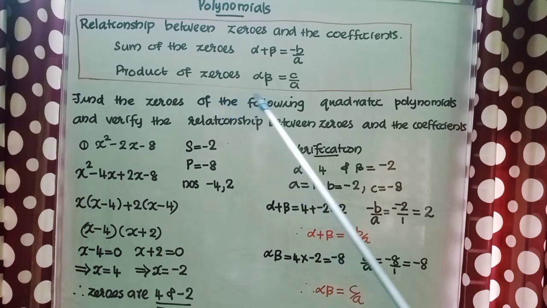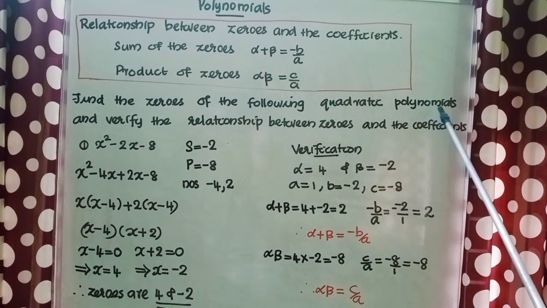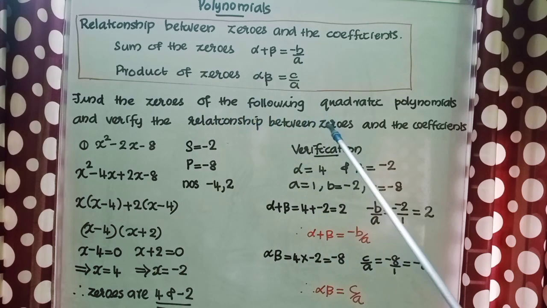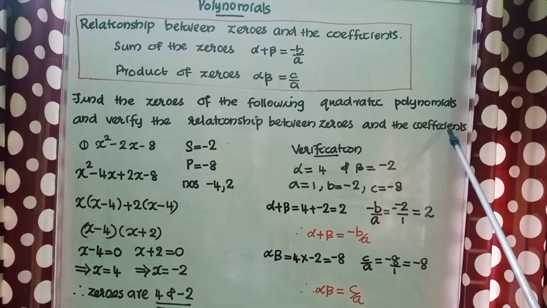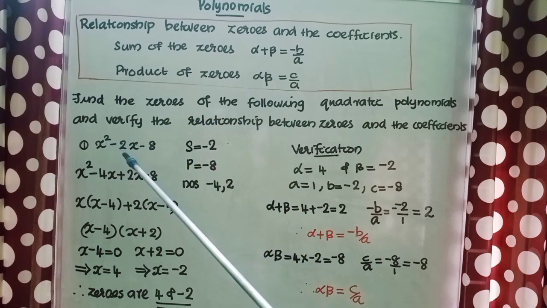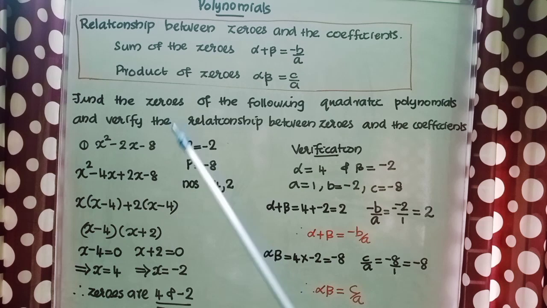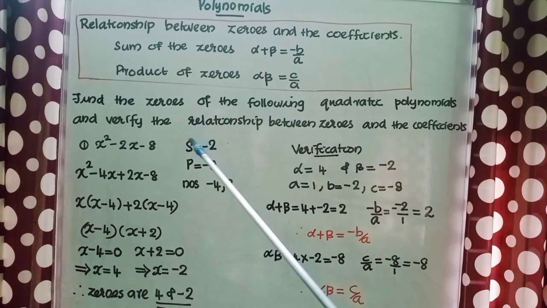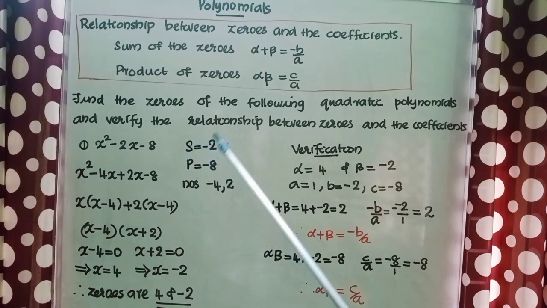Find the zeros of the following quadratic polynomials and verify the relationship between zeros and the coefficients. The first one is x² − 2x − 8. First we need to find the zeros of this quadratic polynomial. We know a quadratic polynomial has two zeros. So let us apply the splitting the middle term method.